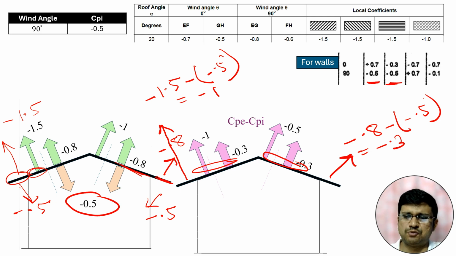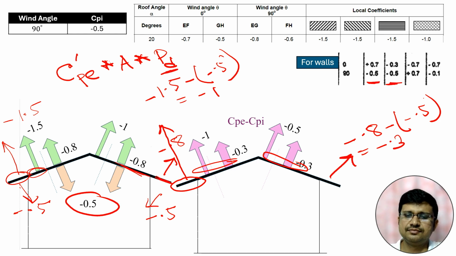Now using the same logic, this is the resultant CP, and multiplying it with the area and PD. So for the overhanging portion, if we know the area, then the resultant CP into PD, we can calculate the wind force for this particular overhanging portion.